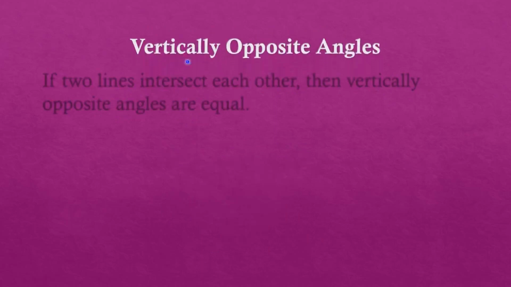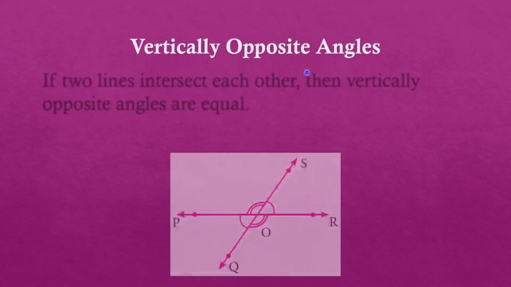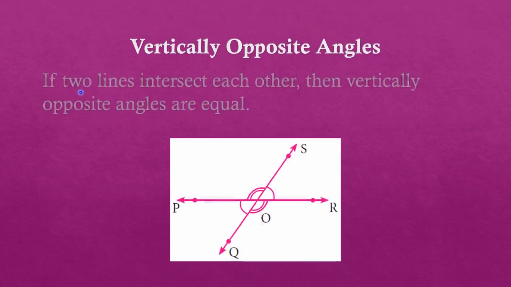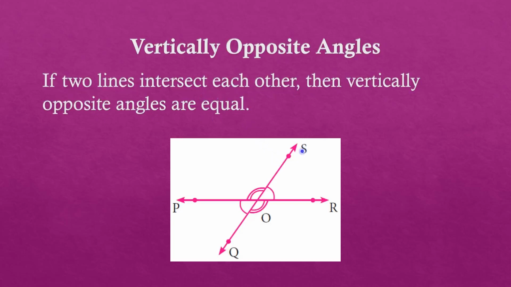Next one is vertically opposite angles. See this. If two lines intersect each other, then vertically opposite angles are equal. That is, if two lines வந்து intersect ஆயிருக்கும் போது இந்த oppositeல form ஆகிற anglesக்கு பேர் தான் vertically opposite angles. These two angles must be equal.